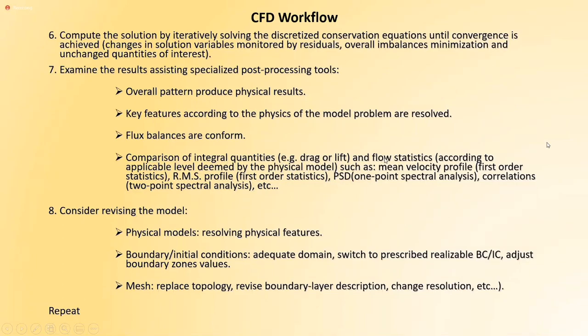This is not really related to our discussion, but usually when we use RANS, we check for integral quantities like drag or lift, or sometimes mean velocity, first order statistics. But when we use larger simulations, then it's different. I mean, you need to check for higher order statistics in order to know that you're not looking at nonsense. Consider revising the model.